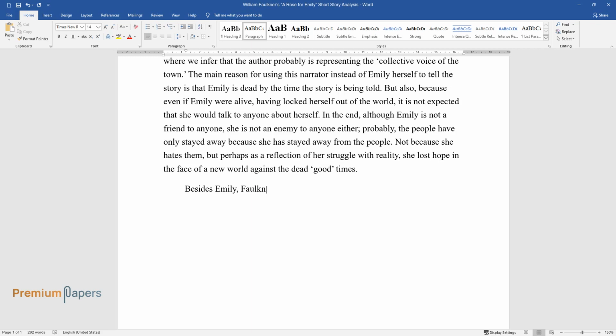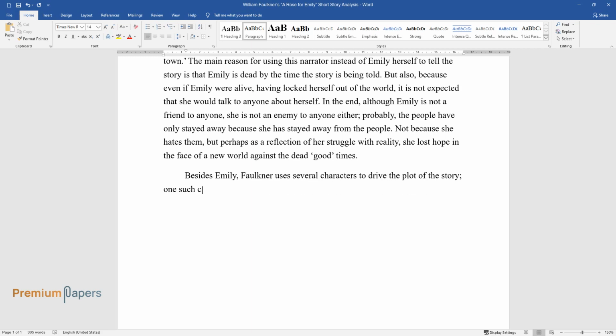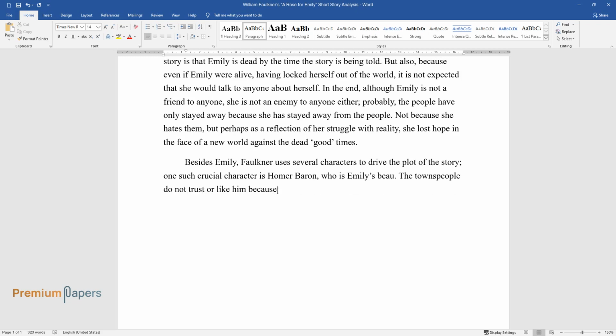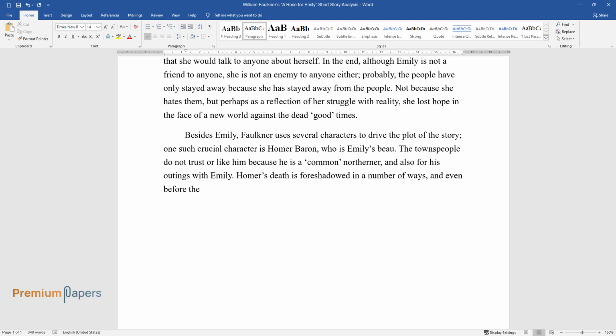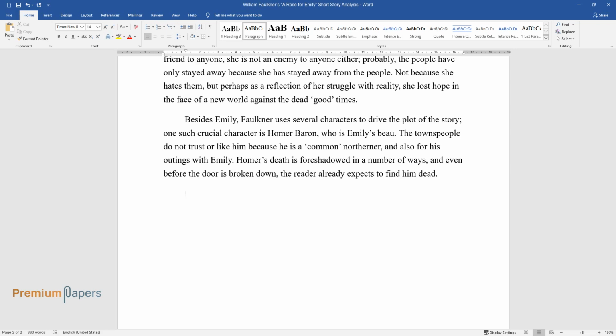Besides Emily, Faulkner uses several characters to drive the plot of the story. One such crucial character is Homer Barron, who is Emily's beau. The townspeople do not trust or like him because he is a common northerner, and also for his outings with Emily. Homer's death is foreshadowed in a number of ways, and even before the door is broken down, the reader already expects to find him dead.